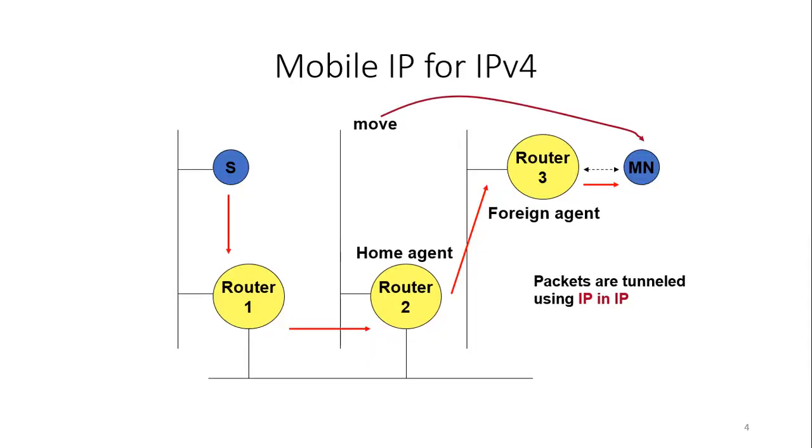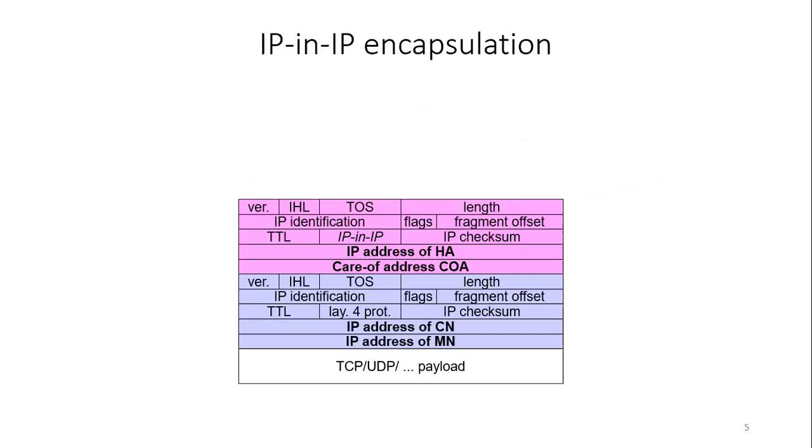In this case, something called IP in IP encapsulation is used. You add another IP header. The lower one was the actual IP packet with some blue header, and you are putting that in another. This whole thing is taken as a payload, and a new IP header is added. So this is called IP in IP encapsulation.